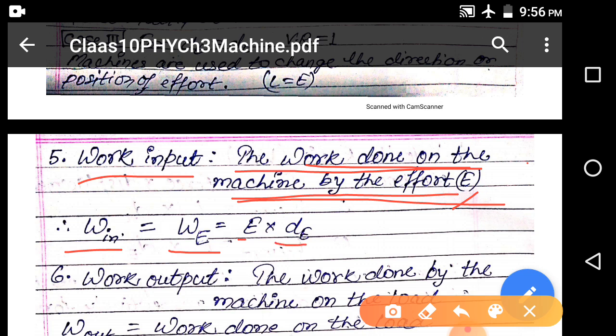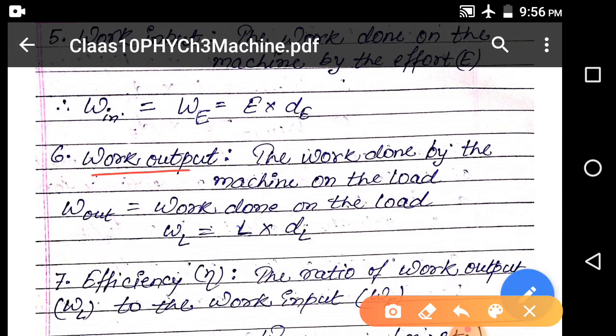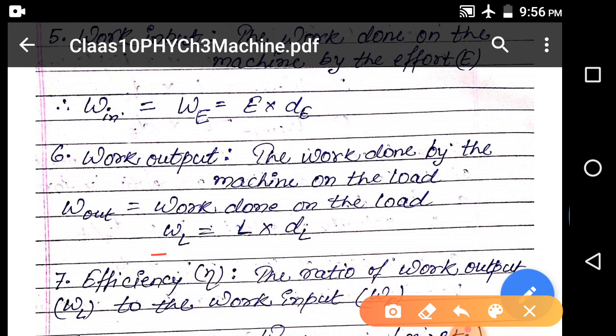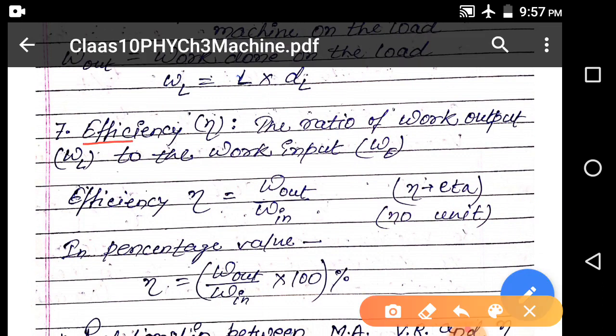Now go to the next point, work output. This is the work done by the machine on the load, as here the force is L. So this work done on the load, which is work output, is load, that means the force, into the displacement of the load. So this one gives the work output. Now go to the next point, efficiency of a machine.